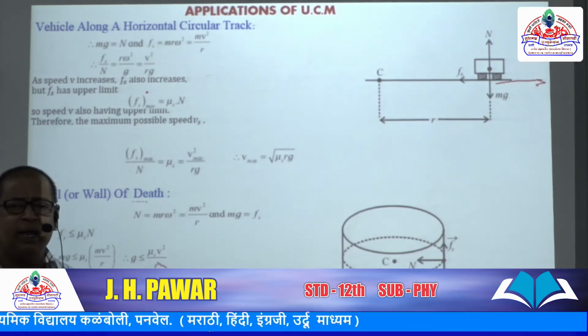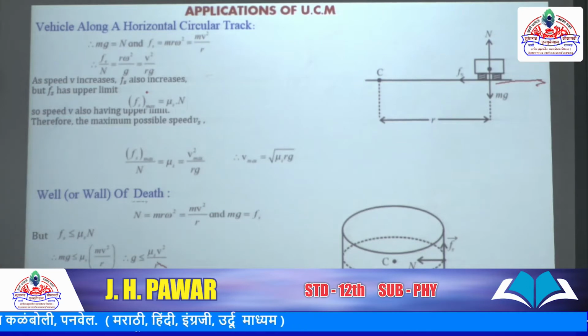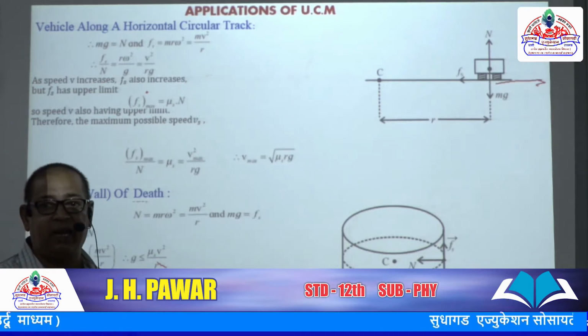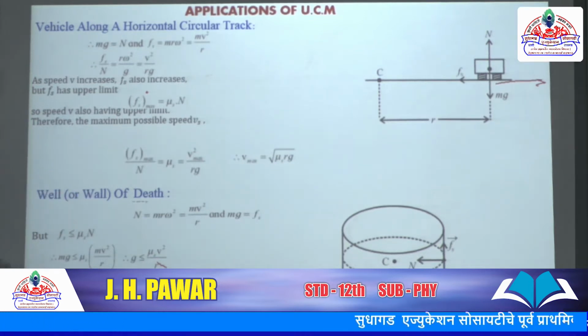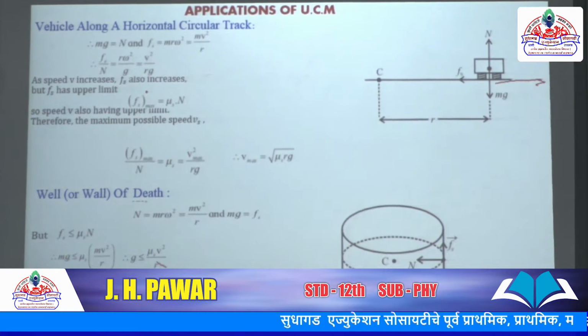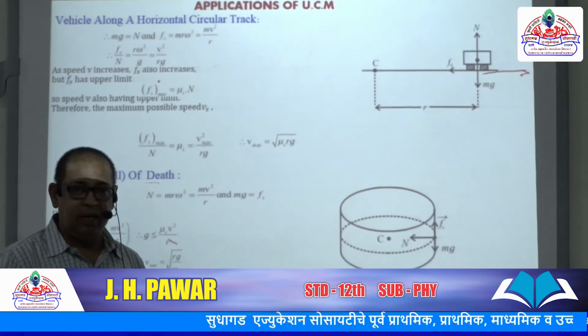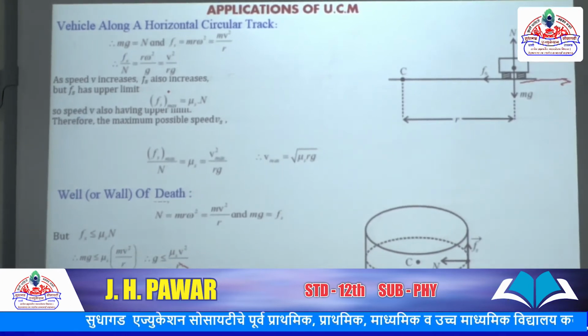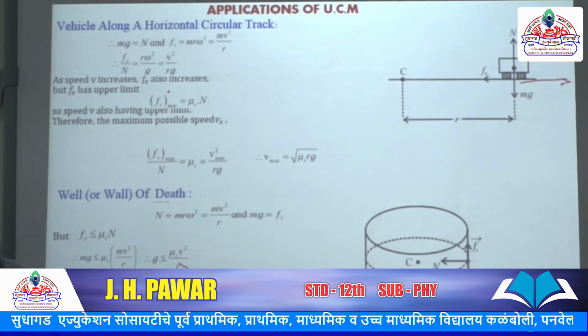That's why speed limiting boards are displayed on the circular track. Already you see on the express highway there are speed limiting boards, go 60 or go 80. They suggest that it is the maximum safety speed of the vehicle along that road.